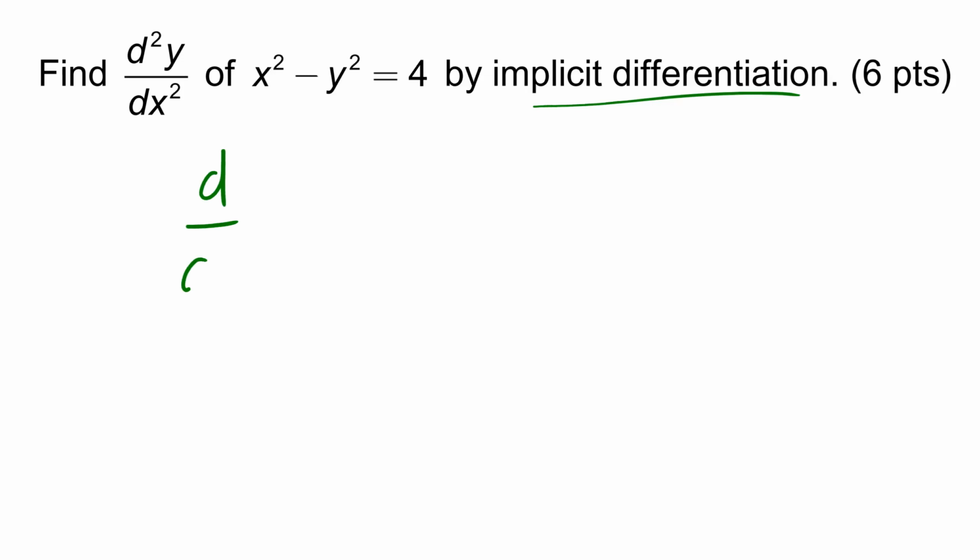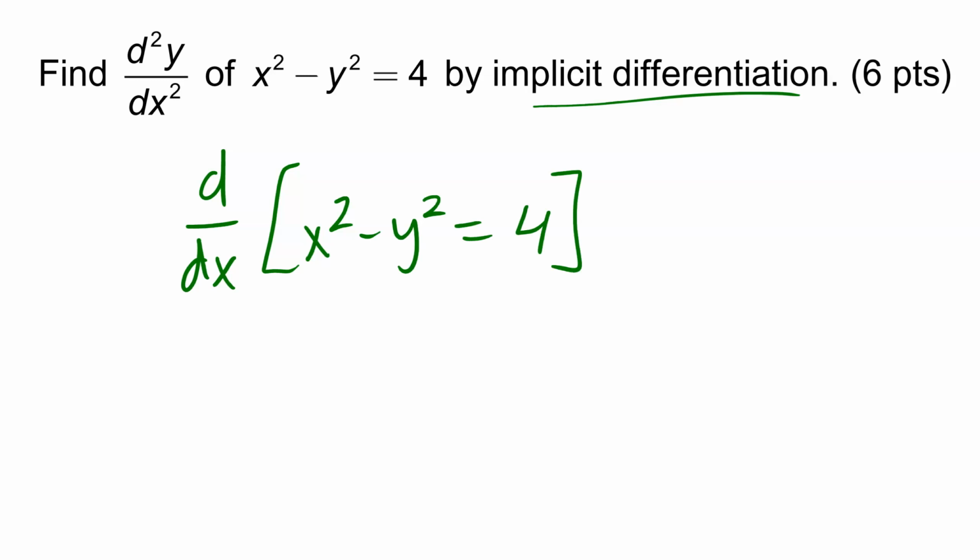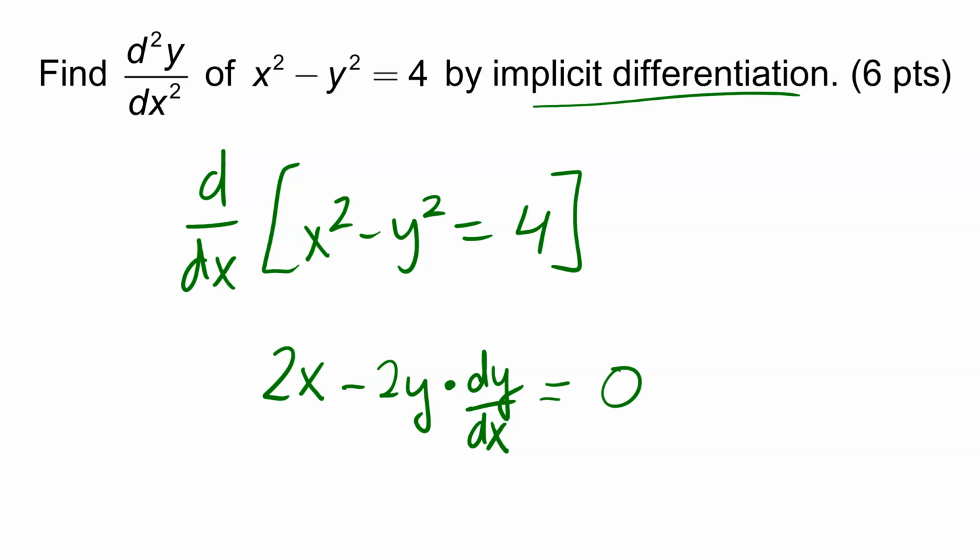So let's go ahead and take the derivative. X squared minus y squared equals 4. Derivative of x squared, 2x. Derivative of negative y squared, negative 2y, but then I must multiply by dy dx here. Think on your answers if you got it wrong, and I showed you how to do it, I just put y prime. It's 3 less letters to write. That's why I did it. Okay, and derivative of 4, 0.